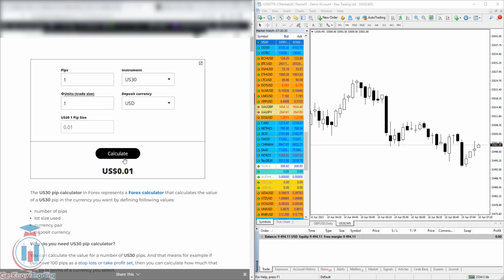So in this case I have put all the details inside the profit calculator and clicked calculate. You get the value of 1 pip, and that means $0.01. That means 1 cent.